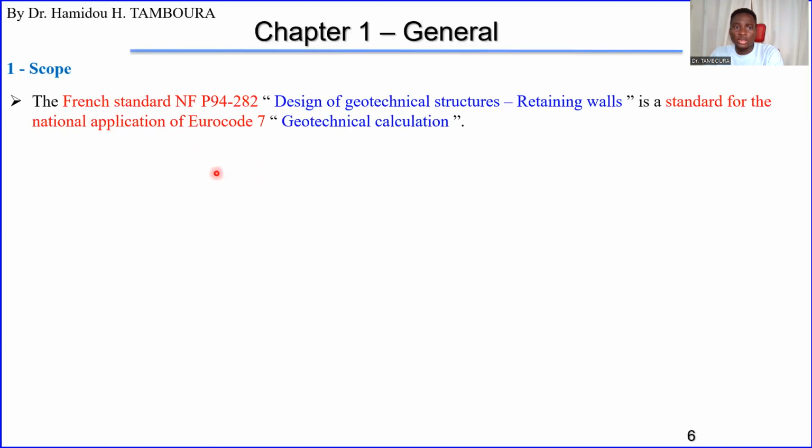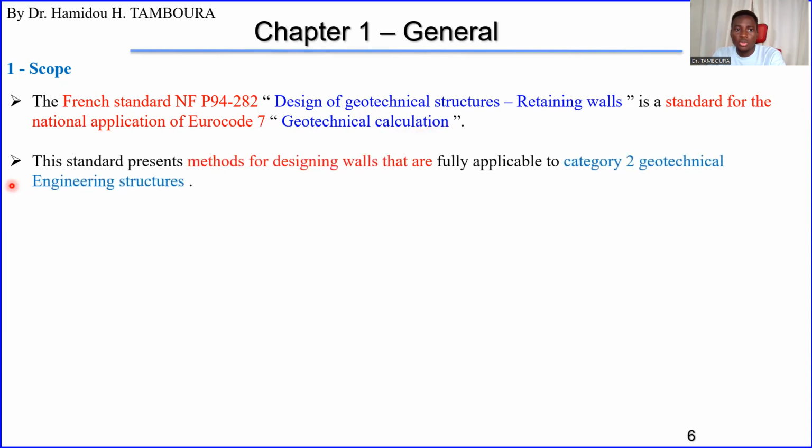So you know that this French standard for design of geotechnical structures, especially retaining walls, is the French national application of Eurocode 7, which is geotechnical design, geotechnical calculation. This standard presents methods for designing retaining walls that are fully applicable to category 2 of geotechnical engineering structures.